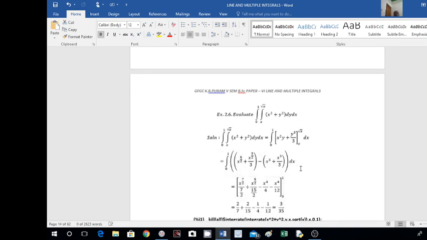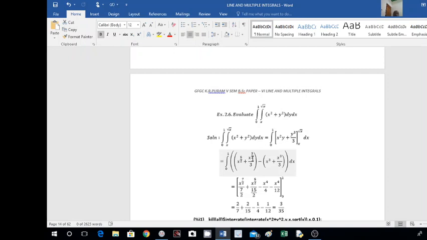Now we have to integrate with respect to x here. Integration of x to the power of 5 by 2 is x to the power of 5 by 2 plus 1 divided by 5 by 2 plus 1. What is 5 by 2 plus 1? It is 7 by 2. That is x to the power of 7 by 2 divided by 7 by 2, plus x to the power of 3 by 2 integration is x to the power of 3 by 2 plus 1 divided by 3 by 2 plus 1.